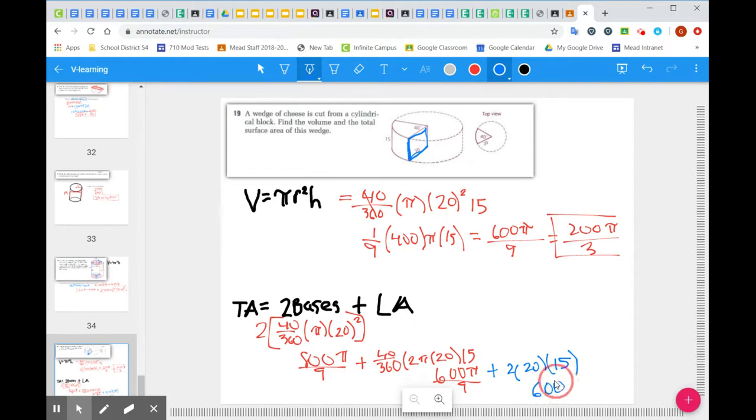As you can see, we have some stuff we can simplify. We have 800 pi over 9 plus 600 pi over 9. We can combine those. We end up getting 1400 pi all over 9 plus 600. So this is the total surface area. I hope this video helps.